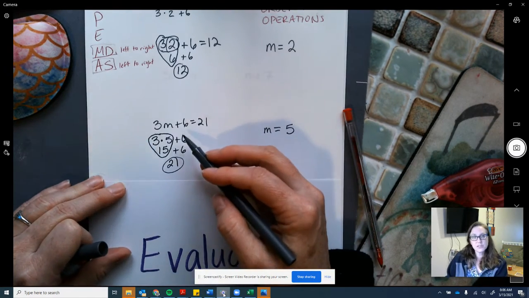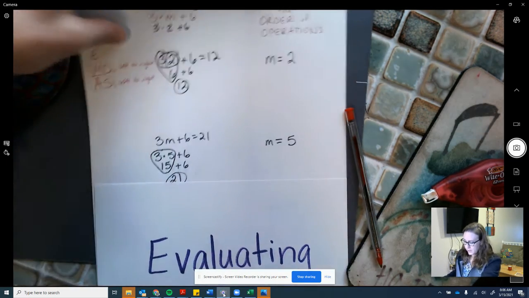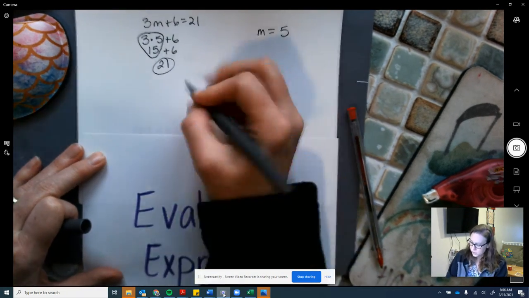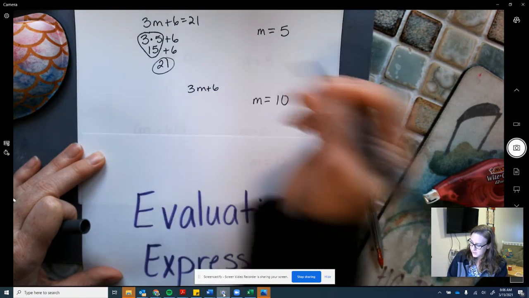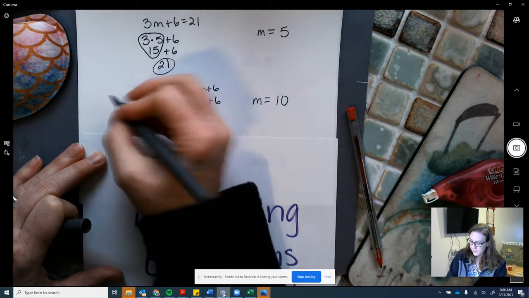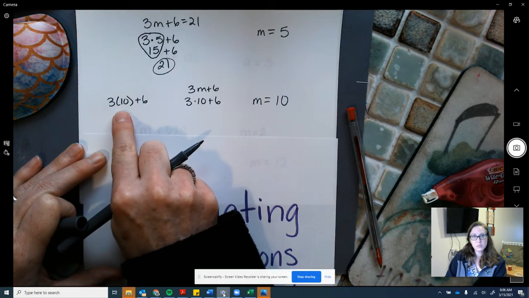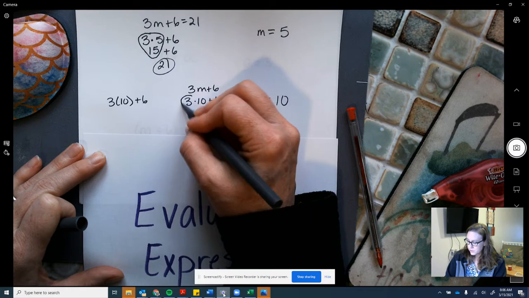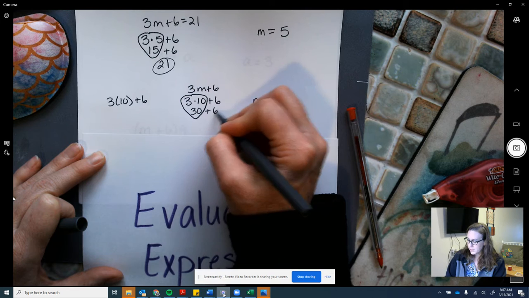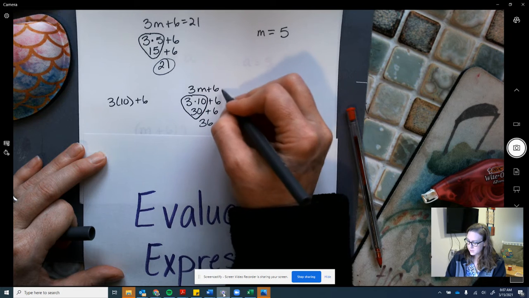Because variables can change. They're an unknown number that can change. Okay, if m equals 10, I'm going to start with my original 3m plus 6. That would be 3 times 10 plus 6. And again, this could be written as 3 parentheses 10 plus 6. That also means to multiply the 2. So the first thing we have to do is the multiplication. 3 times 10 is 30. And we bring down the rest of it exactly the way that it's written. 30 plus 6 is 36.